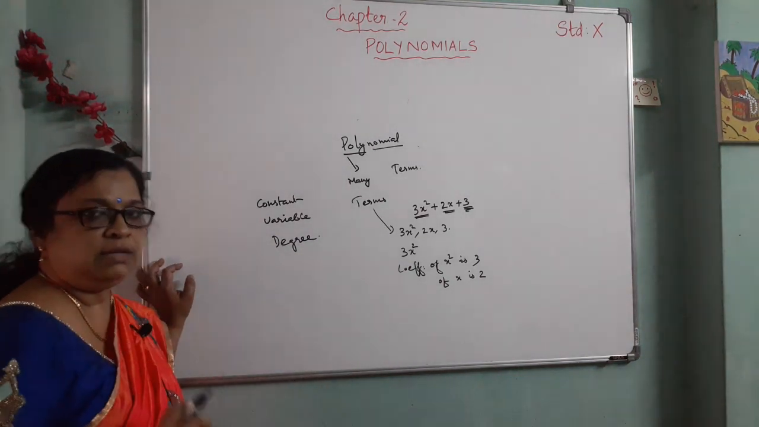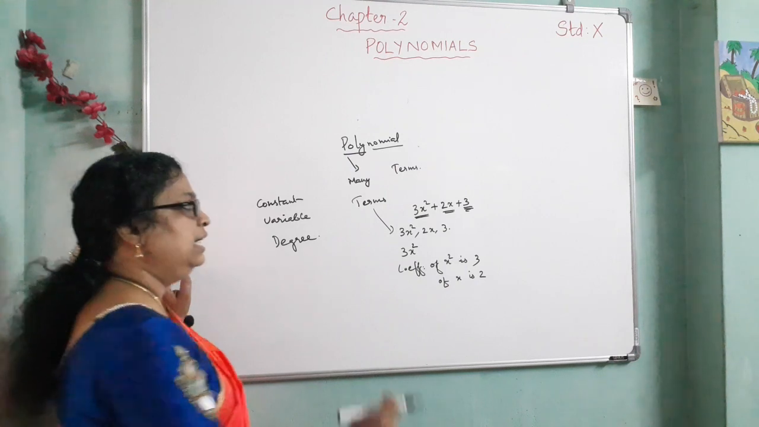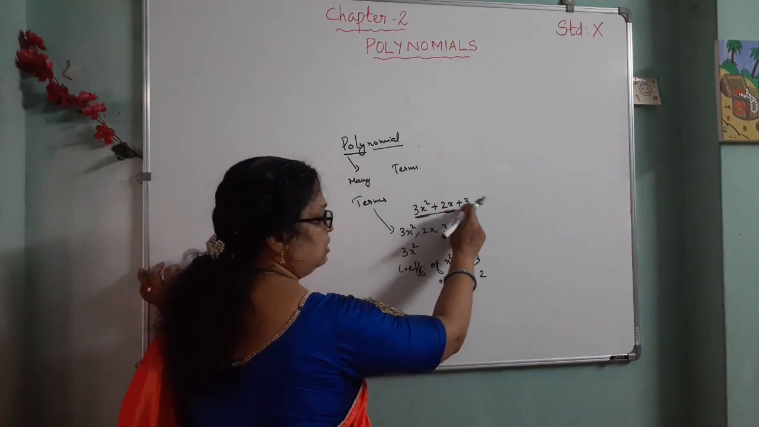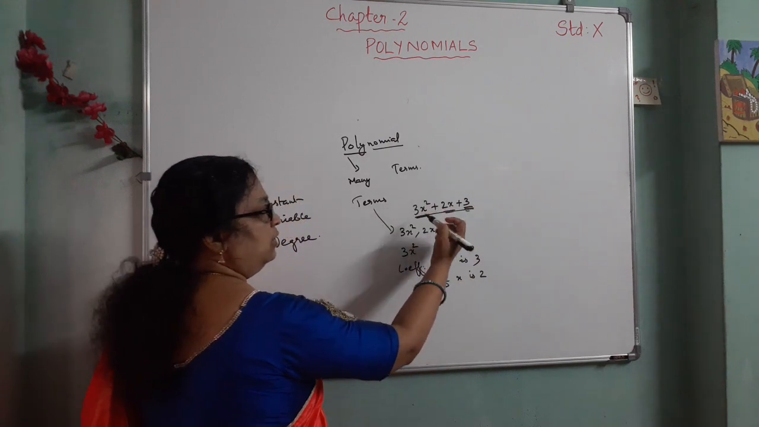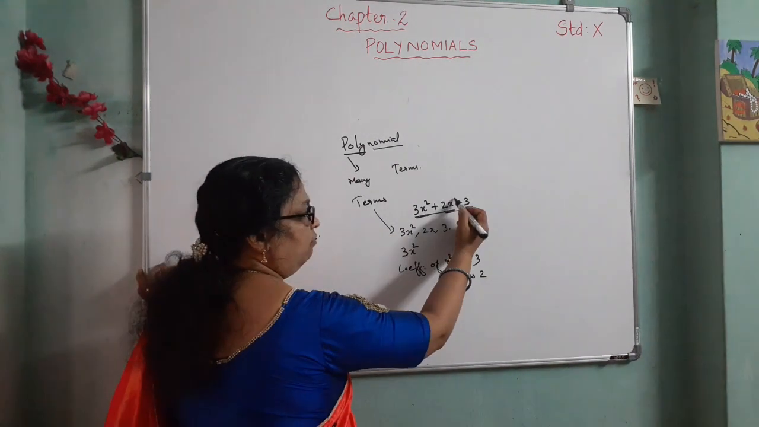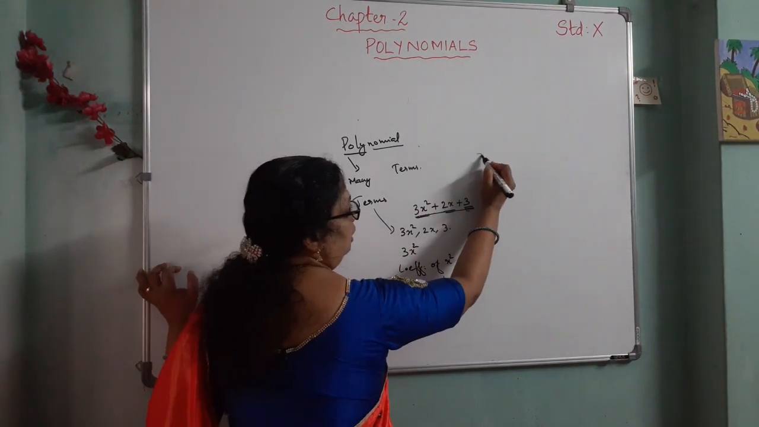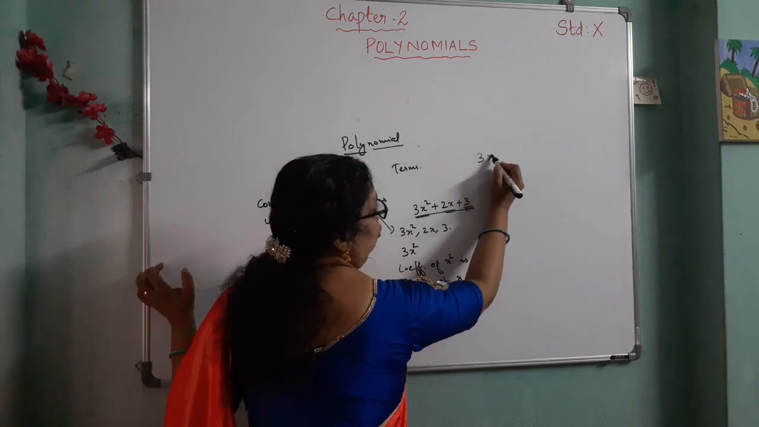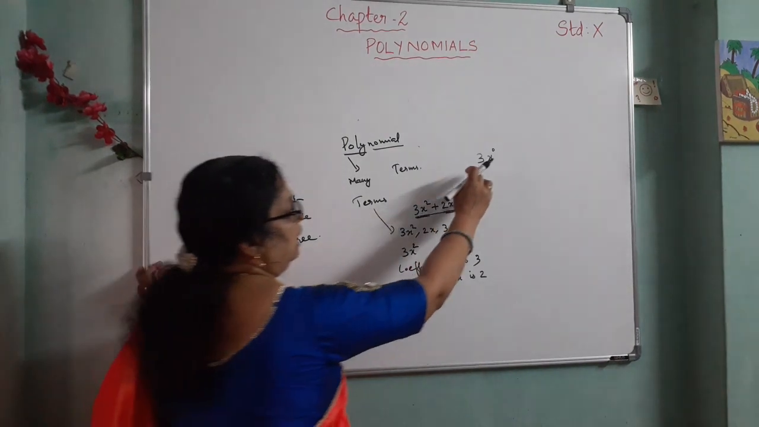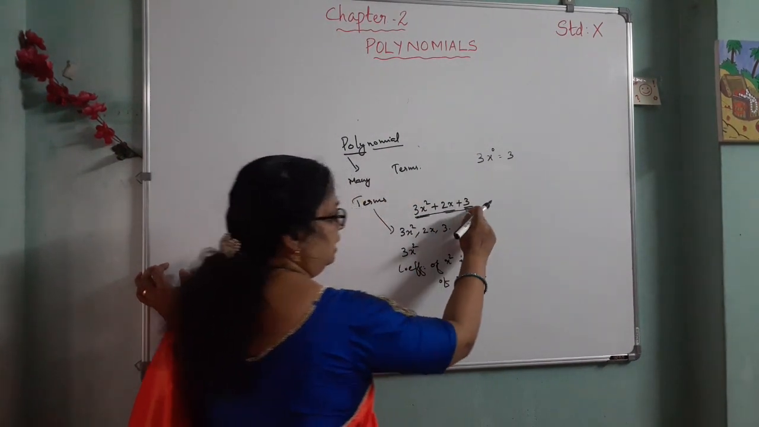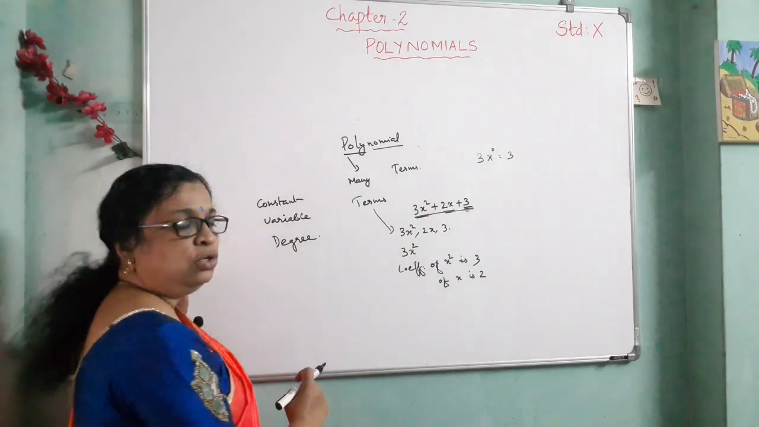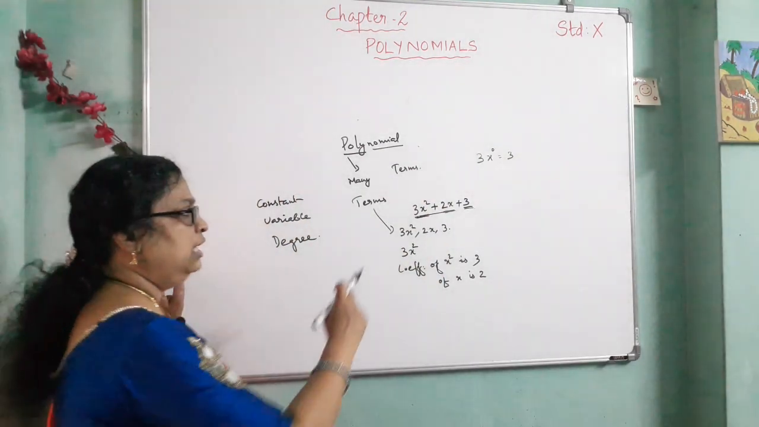The highest power of a polynomial is the degree of the polynomial. In this polynomial 3x square plus 2x plus 3, the degree is 2, because the power of x here is 2, here 1, and here nothing. So 3 only means 3 into x raised to 0. Any number raised to 0 is 1, so 3x raised to 0 is 3 and it is a constant. So the highest power of x, the variable, is 2, and the degree of this polynomial is 2.